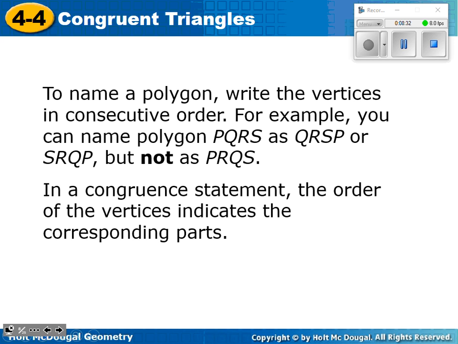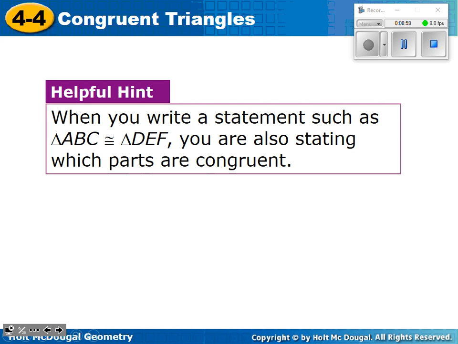So I think I've already mentioned this a couple of times this year, but just a reminder, when you are naming a polygon, for example, if you had a rectangle PQRS, you cannot name that PQSR because that creates a Z, right? So always make sure that when you're naming them, you are either going clockwise consecutively or counterclockwise consecutively, but never in a zigzag pattern. And I already said this, when you write your congruent statement, it is telling you which parts are congruent. So you base all your decisions off of that statement. It is the truth, no matter what the picture looks like.